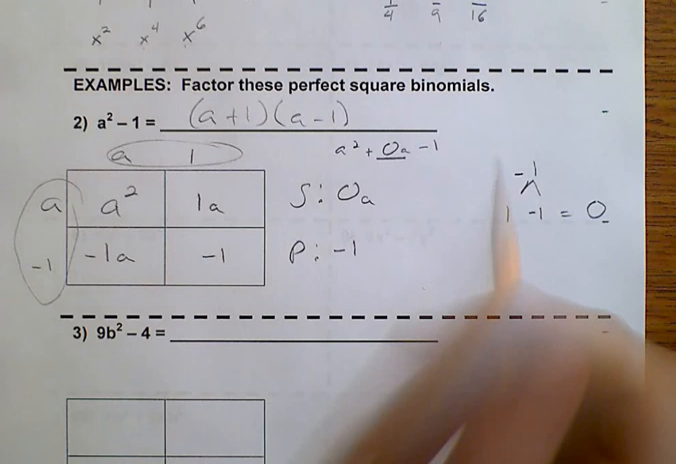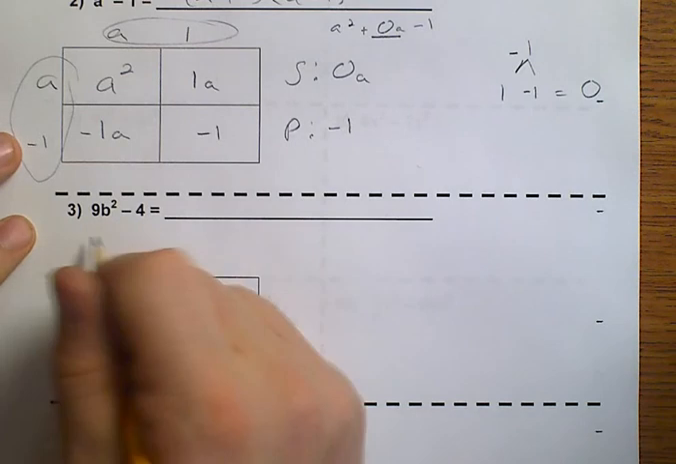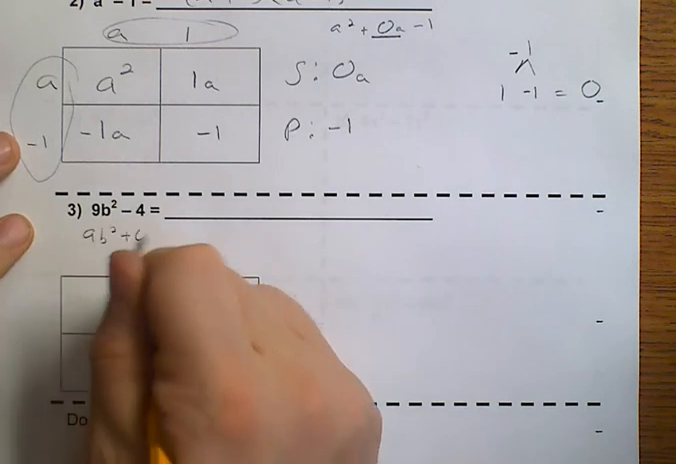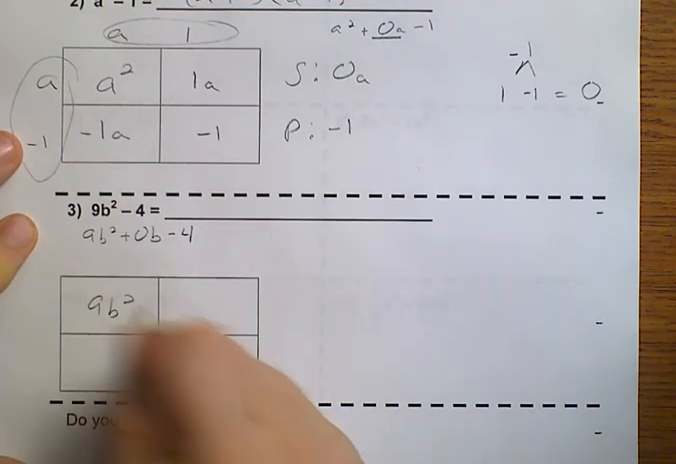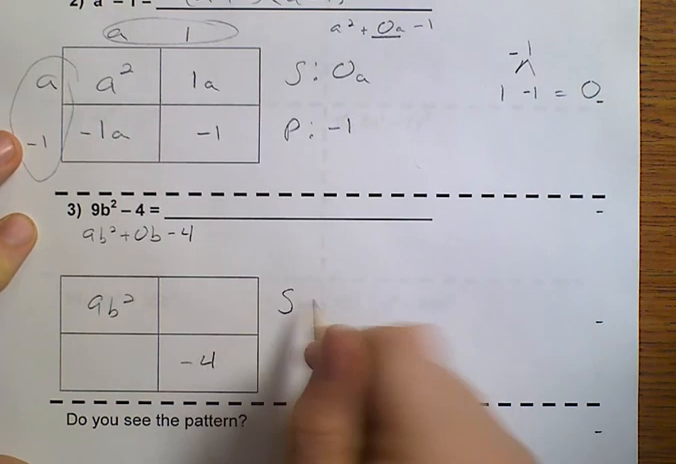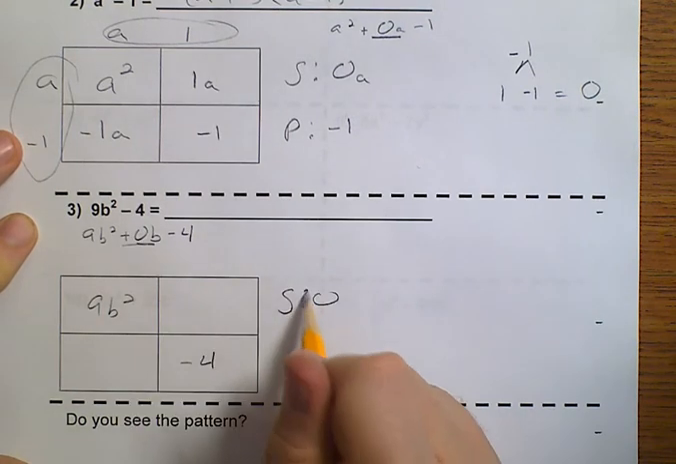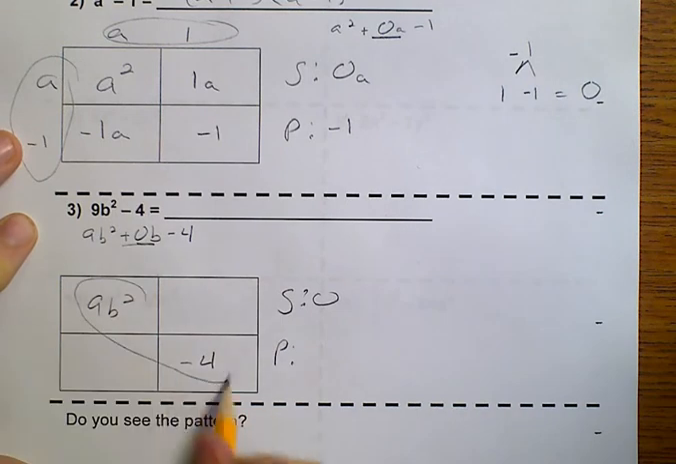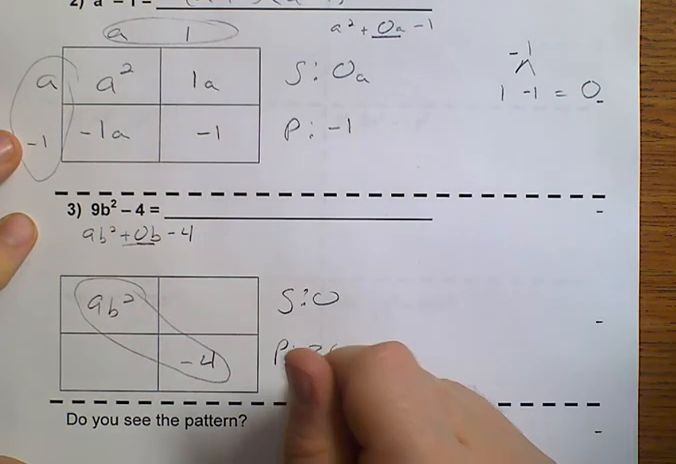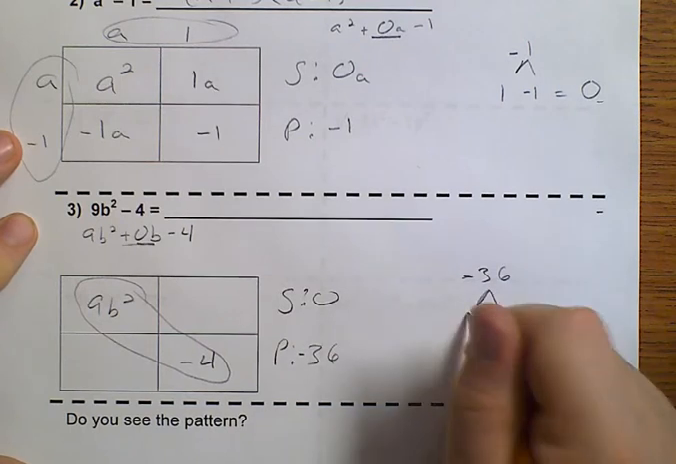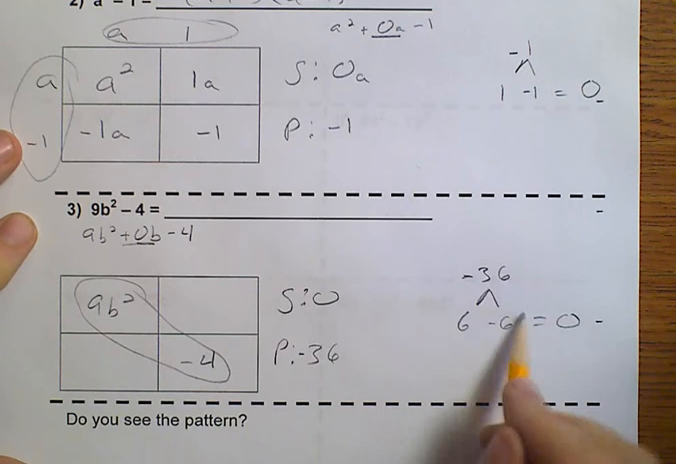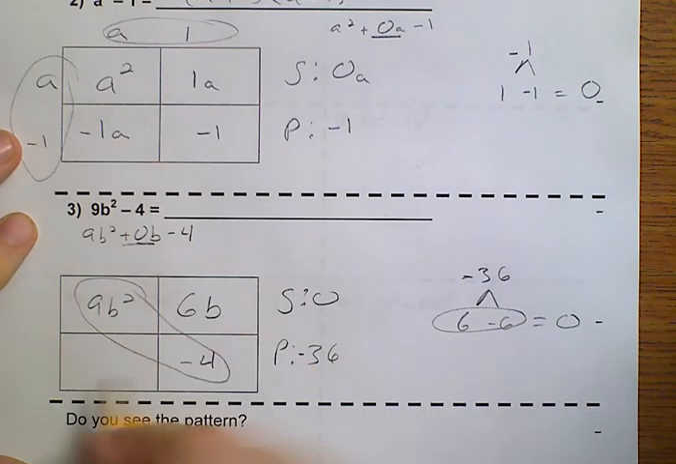Let's go ahead and take a look at number 3. This is the same thing as saying 9b squared plus 0b minus 4. So 9b squared goes here, minus 4 goes there. We want a sum of 0 and a product of negative 36. So what multiplies to negative 36 and gives us 0? Well, that would be 6 and negative 6. So we have 6b minus 6b.